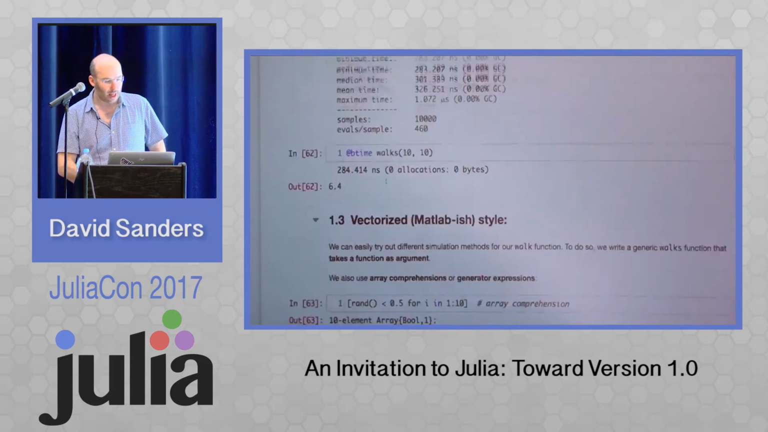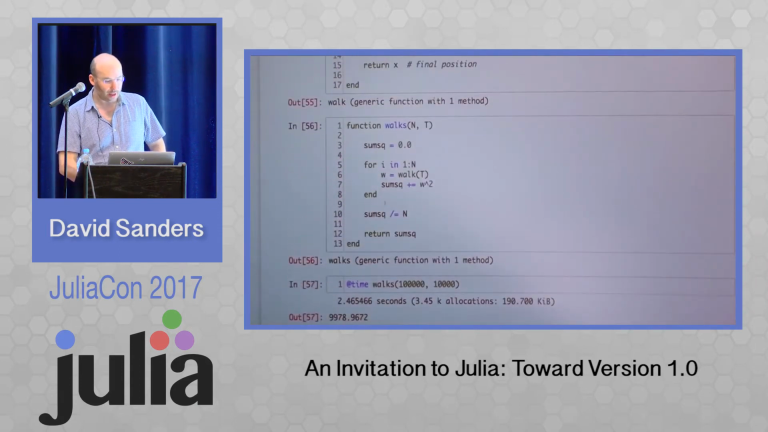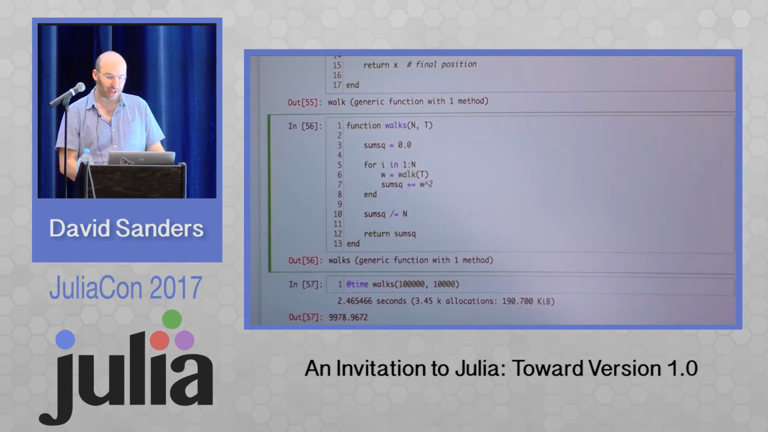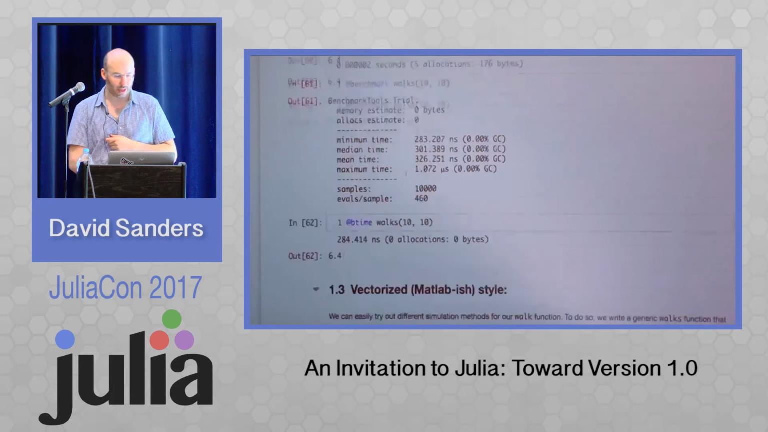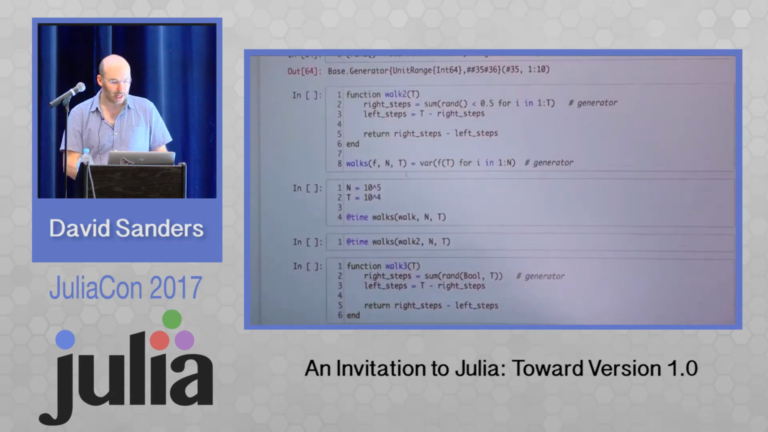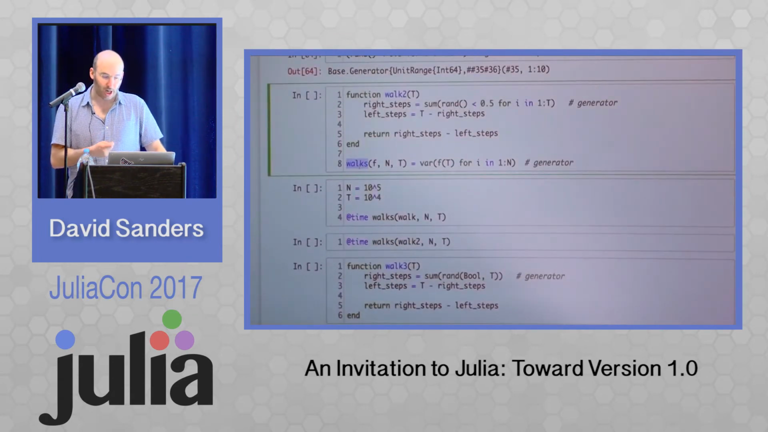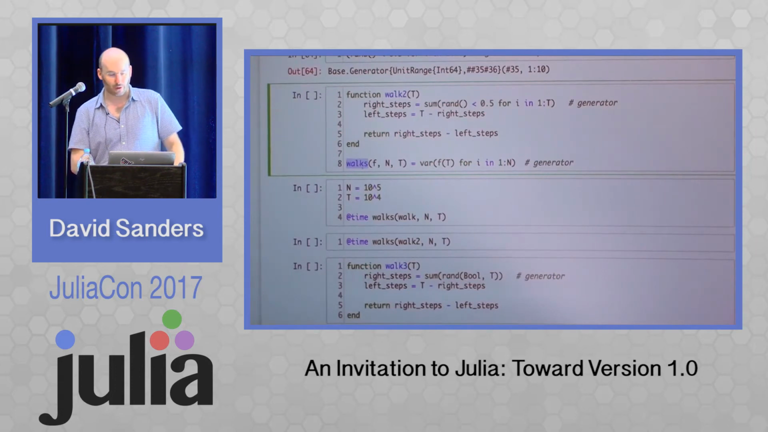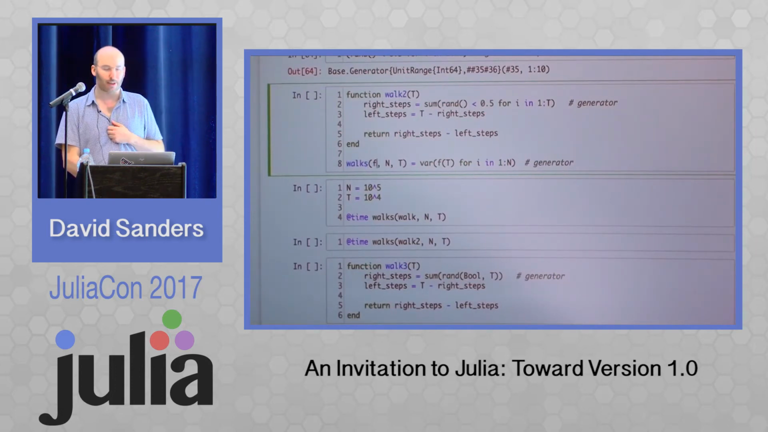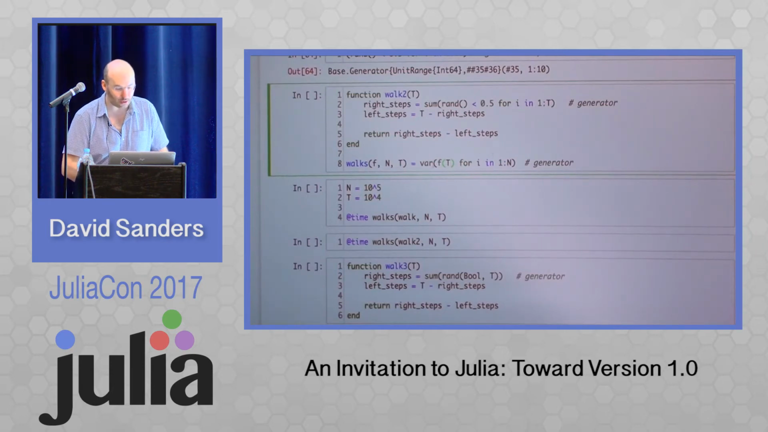Before, I had a walks function that called one particular function called walk. But if I want to make my code more generic, I want to be able to call lots of different kinds of functions that do a walk, right? So I've just made another one, walk2. I'm going to make a new method of this walks function, which takes a function as one of its arguments. It's going to call that particular function with parameter t, and calculate the variance.